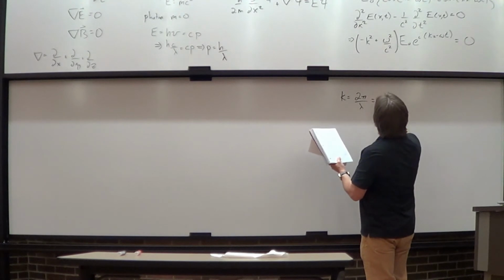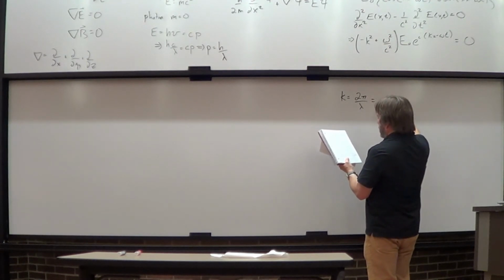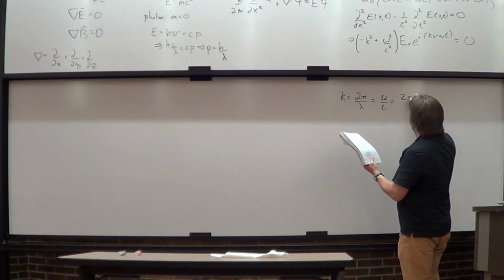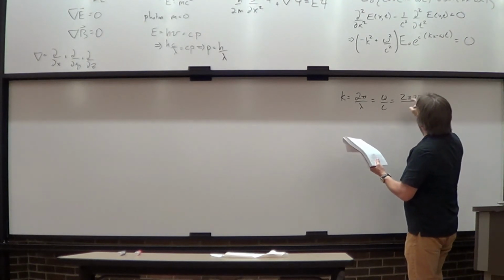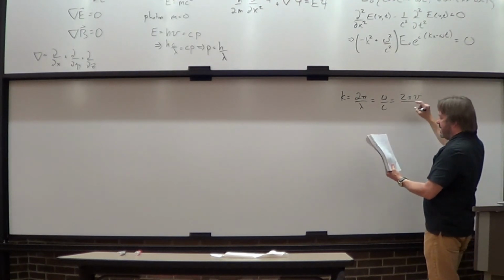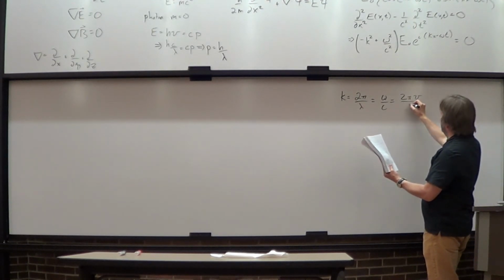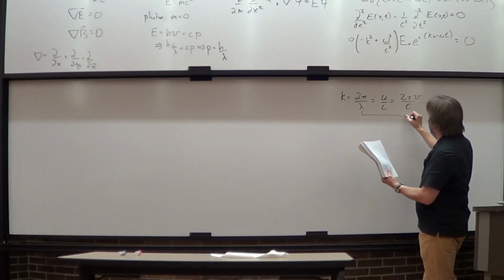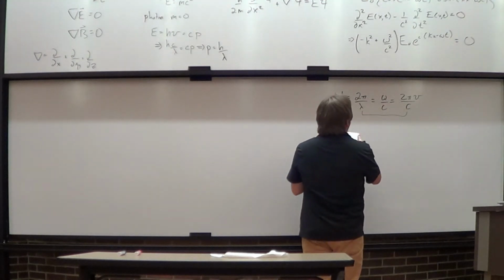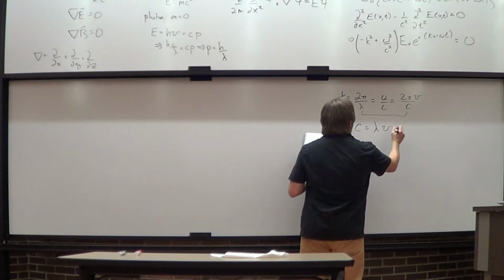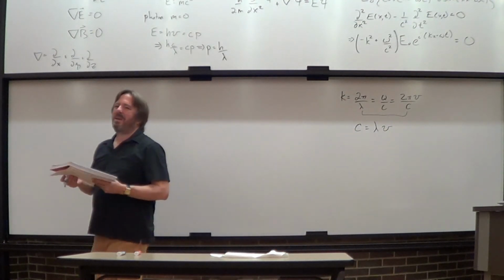Okay, and so this is equal to w over c, which is, of course, 2 pi times the frequency. Angular frequency is 2 pi times the normal frequency, another annoying little factoid that I wish we could get rid of. Okay, so now let's put those two together. And I have c is lambda times the frequency. Okay, there we go. So now I know what the speed of light is.